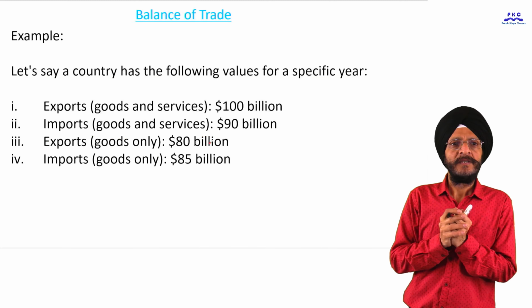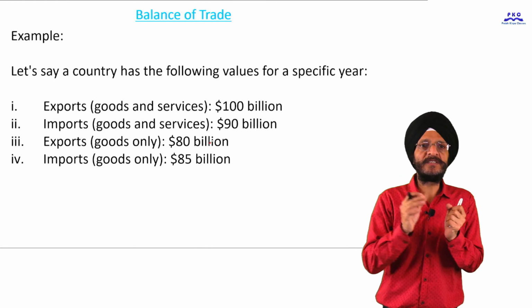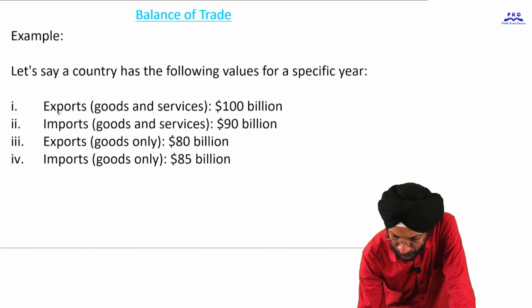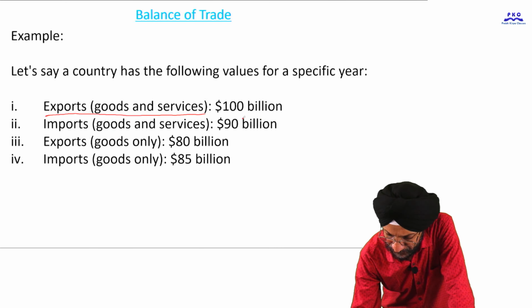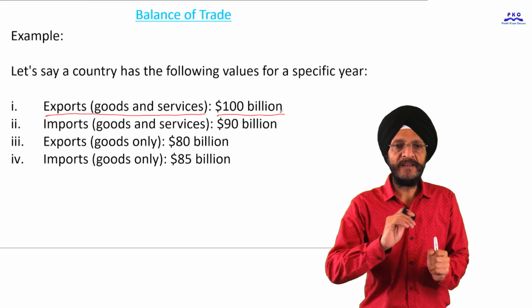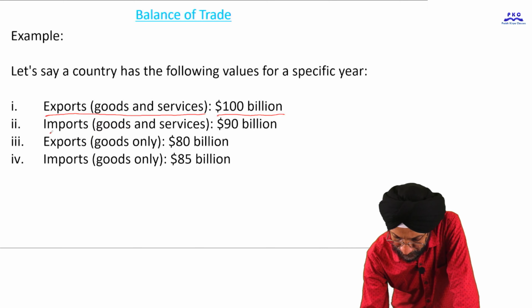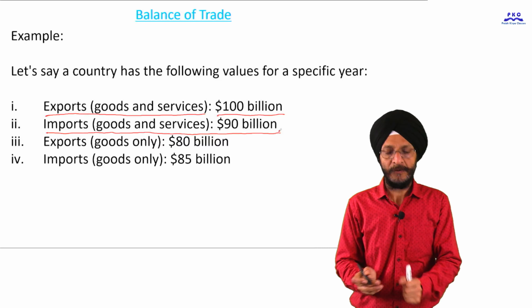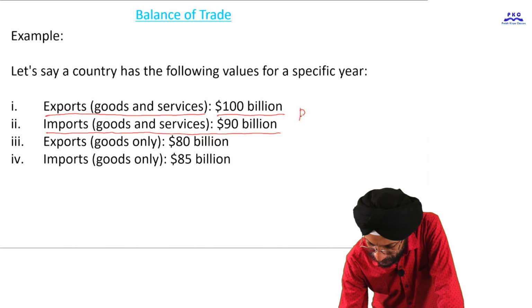Now, here is an example to understand the balance of trade. Suppose a country is exporting goods and services worth $100 billion, and at the same time it is importing goods and services to the tune of $90 billion. What is the balance of trade?